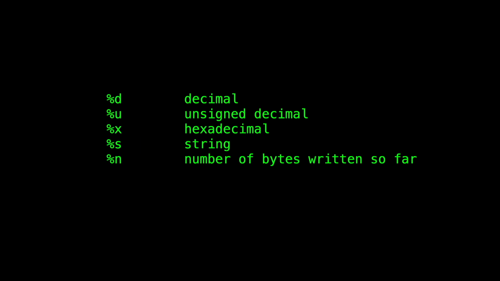So there are a number of them, right? We have decimal, unsigned decimal, hexadecimal, string, and then %n will write into the argument the number of bytes that have been output or written so far. And this is by no means exhaustive.